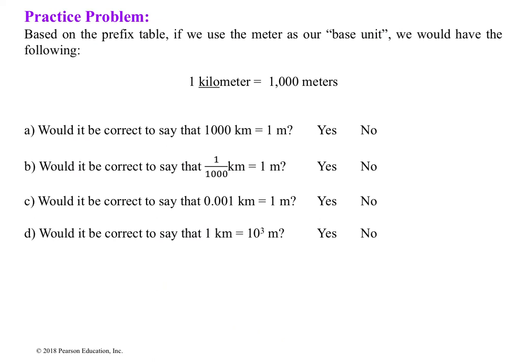So using these prefixes, we know that 1 kilometer is 1,000 meters. So we have a lot of meters in 1 kilometer. So would it be correct to say that 1,000 kilometers is 1 meter? Well, that is the opposite of what that is saying. So no. Would it be correct to say that 1 over 1,000 kilometers is 1 meter? So we could divide both sides by 1,000. This side would be 1 then, since 1,000 divided by 1,000 is 1. So 1 meter equals 1 over 1,000 kilometers. Yep, that works. If we take 1 over 1,000, that does equal 0.001, so that does work. And we can rewrite 1,000 as 10 to the third, so that also works.